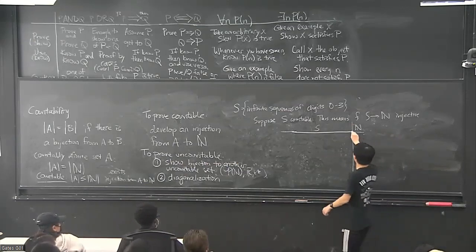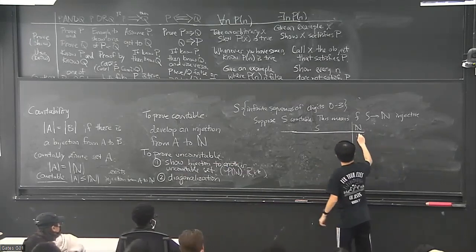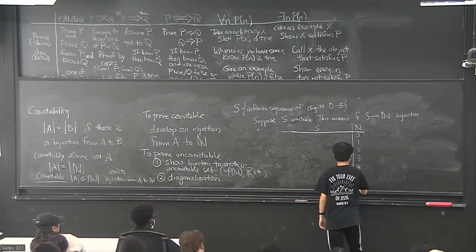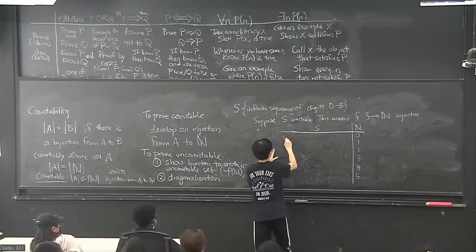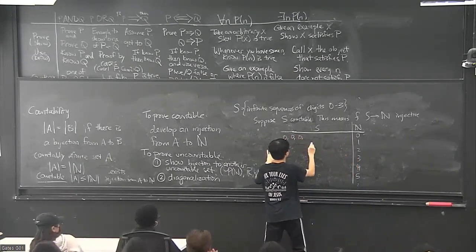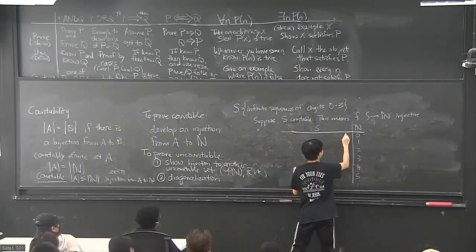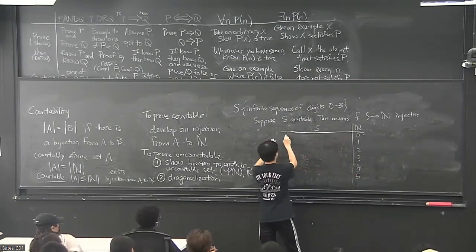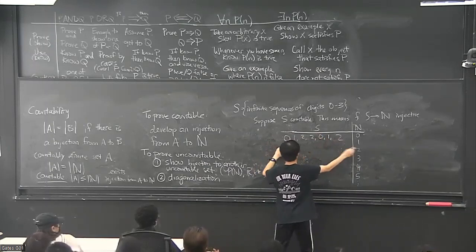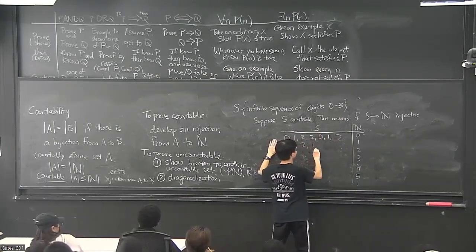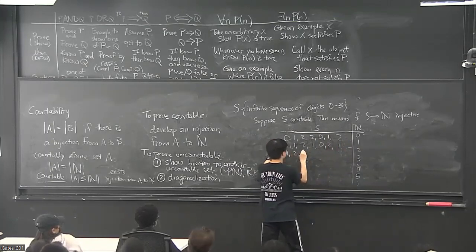So here I'm going to show the technique via an example. Let's say you have naturals 0, 1, 2, 3, 4, 5. And let's say 0 gets mapped to 0, 1, 2, 2, 0, 1, 2. Let's say 1 gets mapped to 1, 1, 2, 1, 0, 2, 1, dot dot dot. And 2 gets mapped to 1, 2, 1, 2, 1, 2, 1, 0.